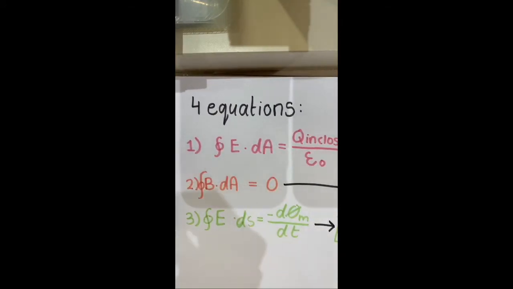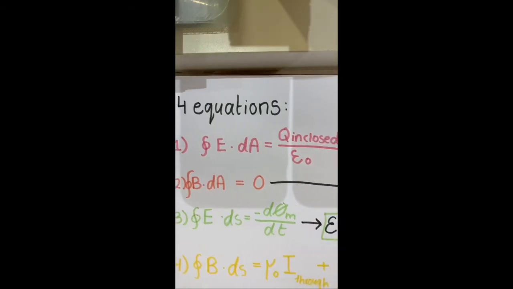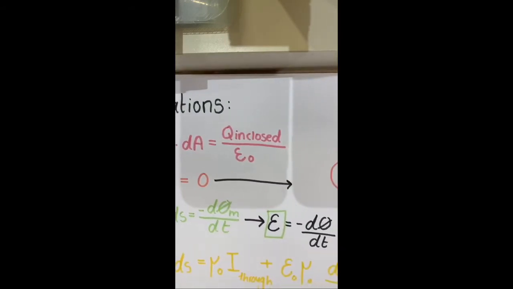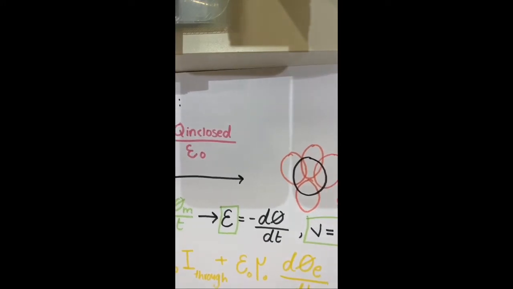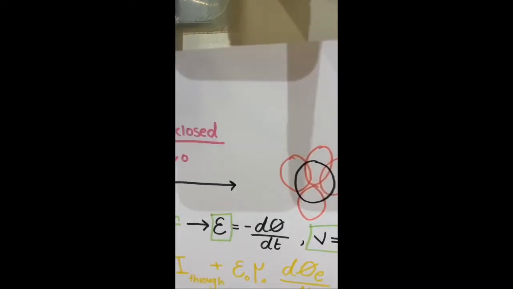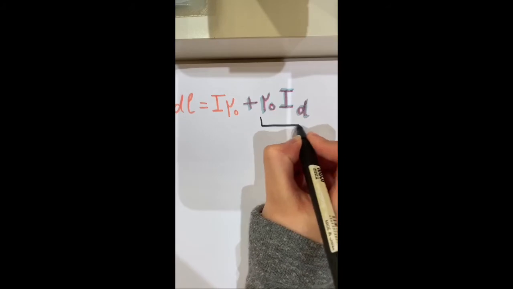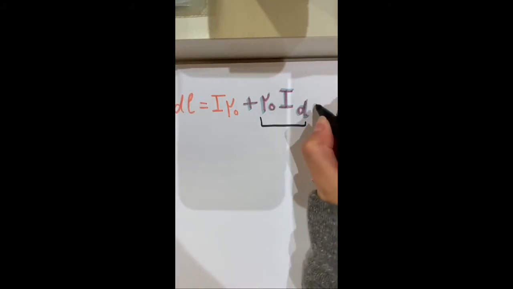Moving on to the fourth equation, which is most probably the longest and the most important equation. So let's derive it. We know that this is Ampere's law. So to this one we will add this one. You're wondering, why did we add mu naught I displacement to this equation?